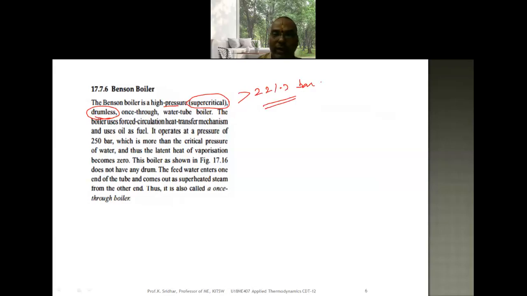It is a drumless, once through, water tube boiler. You can see here the operating pressure is more than 250 bar. You can compare: 221.2 bar is the critical pressure, and it is operating at 250 bar, which is higher than 221.2 bar. It is a once through boiler. That is why it is called a once through boiler, meaning the feed water enters one end of the tube and comes out as superheated steam from the other end.